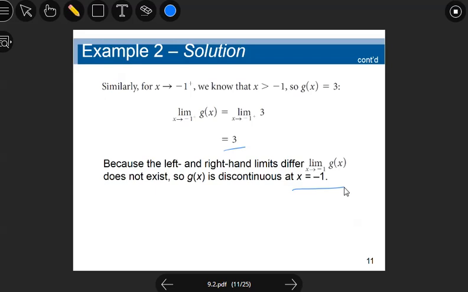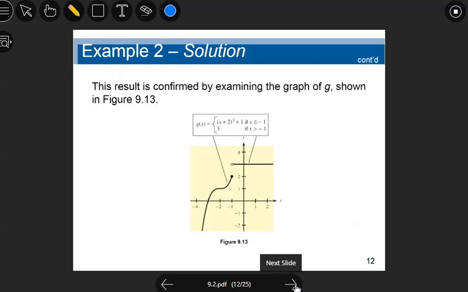So if the limit doesn't exist, it means this function is not continuous at -1. So this is the given result. In the graph you can see it clearly.